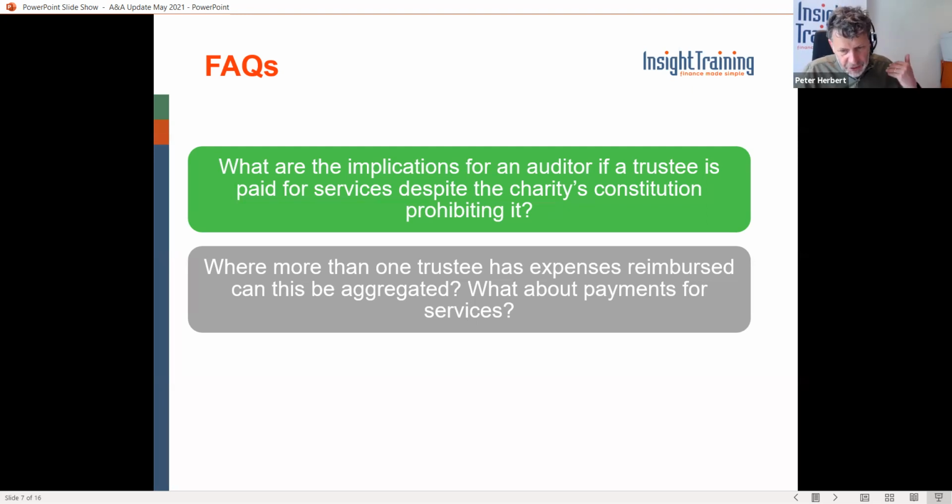In relation to payments for services, I guess those are less common, potentially more contentious, and therefore payments for services would need to be individually disclosed in a way that the reimbursement of expenses would not.